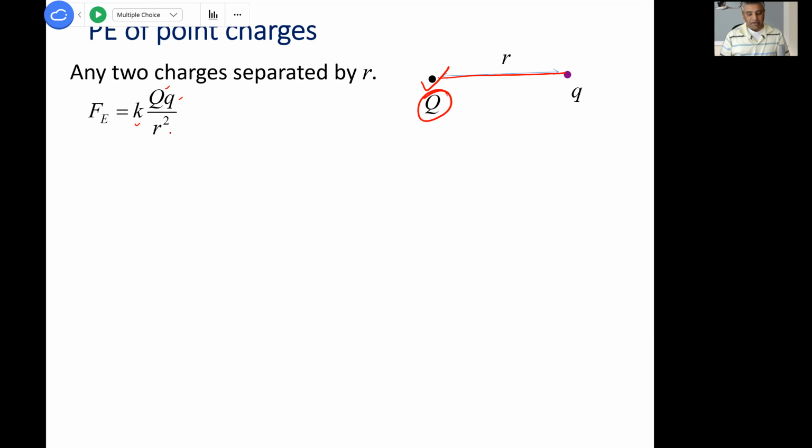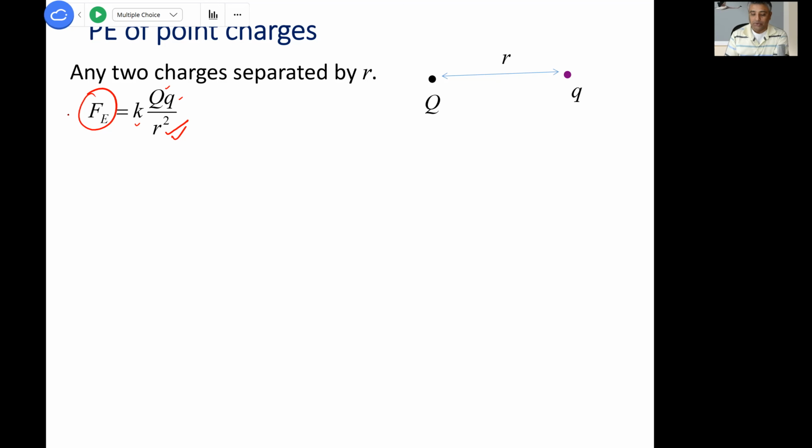So that's just the magnitude of the force. So let's use it as it is, okay? How to take care of the direction, we'll talk about that pretty soon, okay? So now, what happens? As distance changes, force changes.